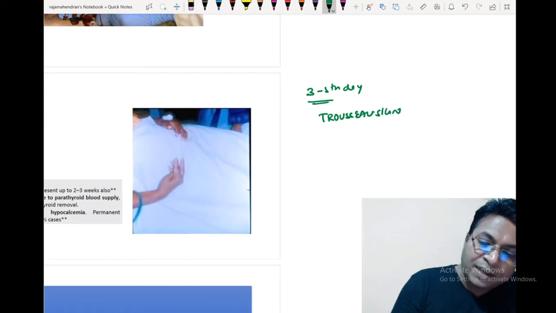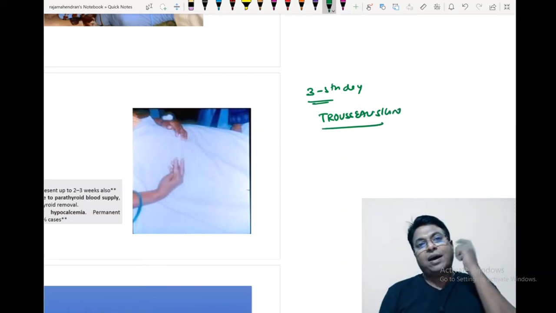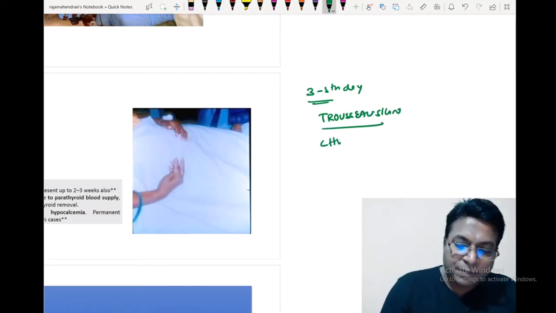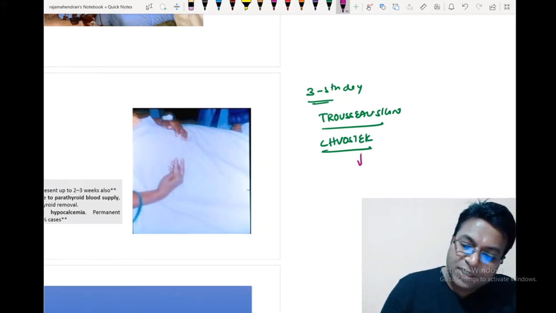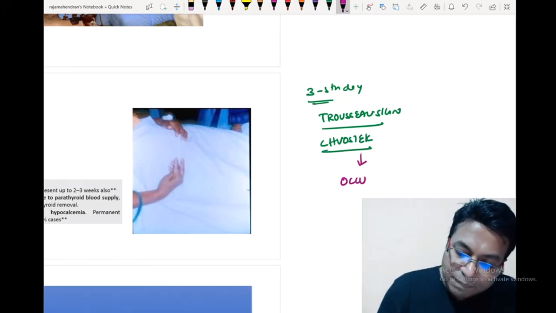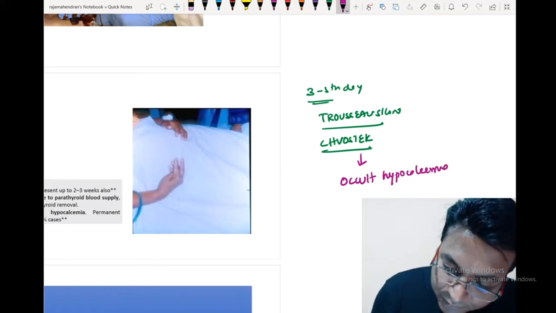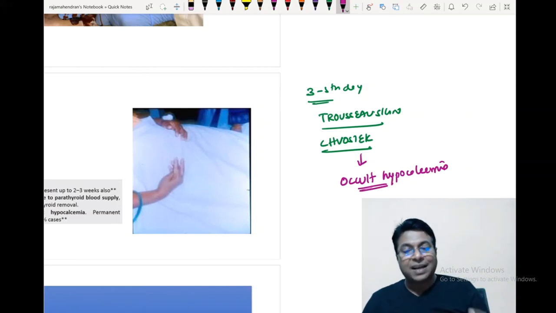This is a Trousseau sign. When you tap in front of the face, they will have Chvostek's sign. So Chvostek's sign and Trousseau sign are features of occult hypocalcemia. Occult hypocalcemia will get these features. So please remember Chvostek's sign and Trousseau sign.